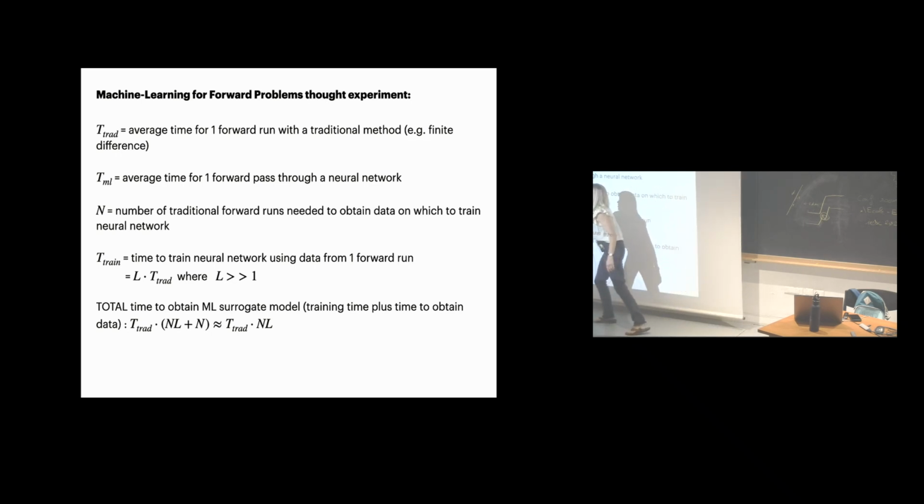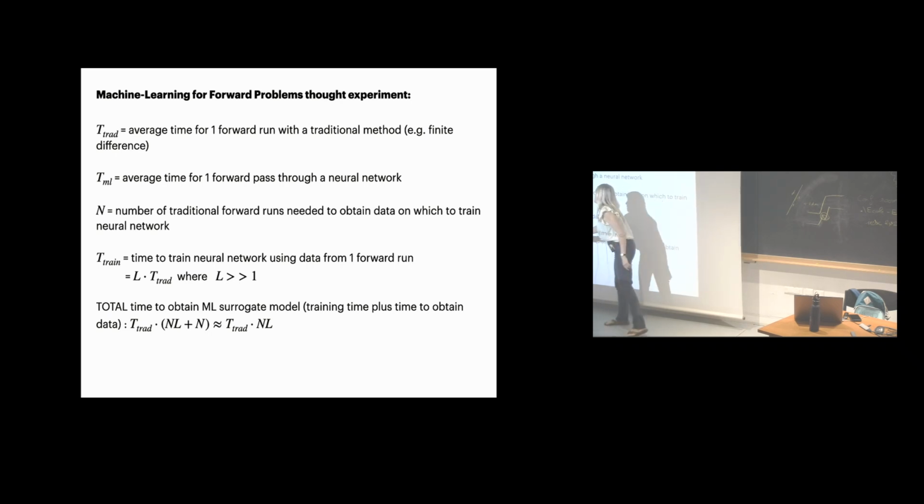T_train is going to be the time to train the neural network using data from one forward run. Ideally, you train it with N forward runs, but let's just define T_train to be that. I'm going to state that the time to train a neural network using data from one forward run is some number L times the time to run a traditional simulation. And I know that the training time is more than the time to run a single forward problem for a traditional method. So I'm going to say that L is just much, much larger than 1.